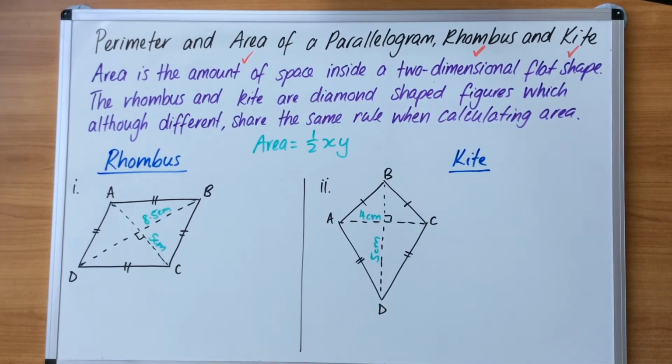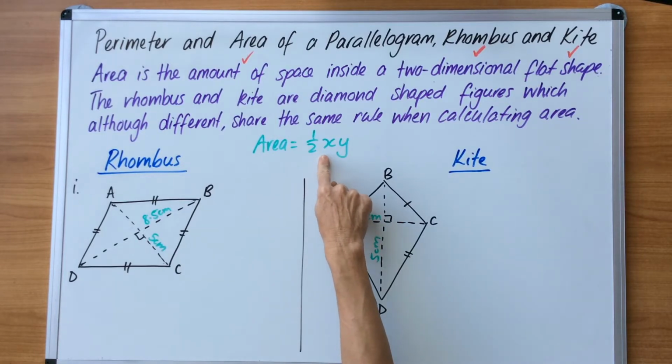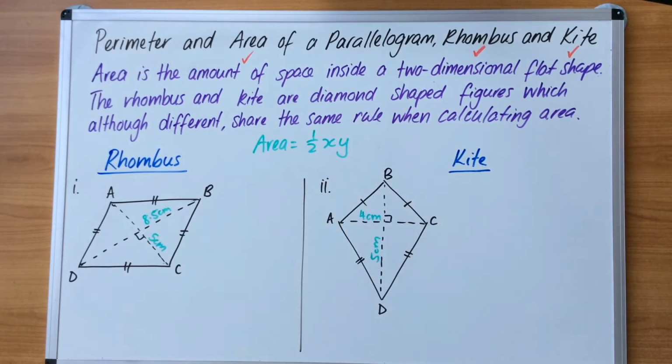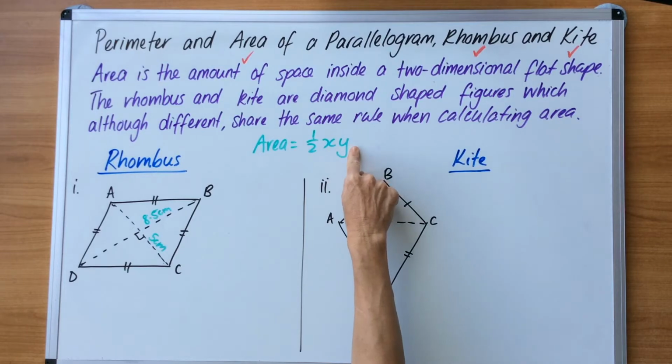We're now going to focus on area of rhombus and kite. So we know the area is the amount of space inside a two-dimensional flat shape. The rhombus and kite are diamond-shaped figures which, although different, share the same rule when calculating area. And that rule is area equals half times x times y. You may be wondering, what is x and what is y? X is always the shorter length inside the shape, and y is the longer one.